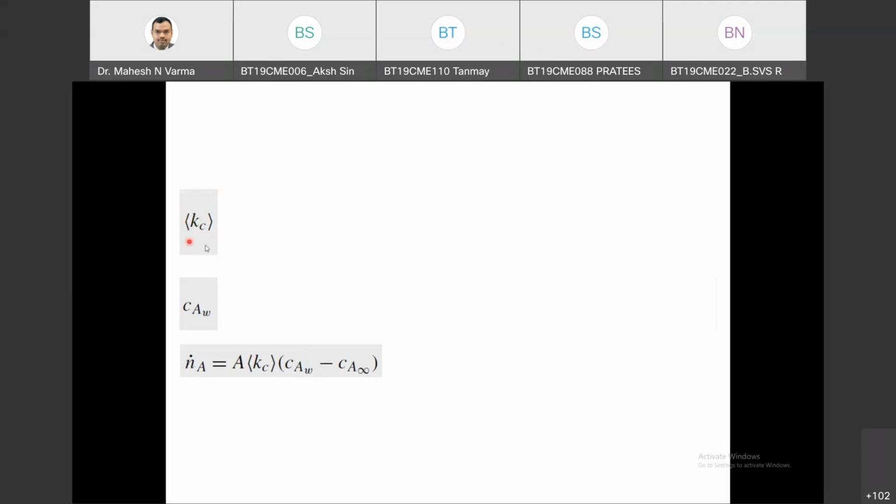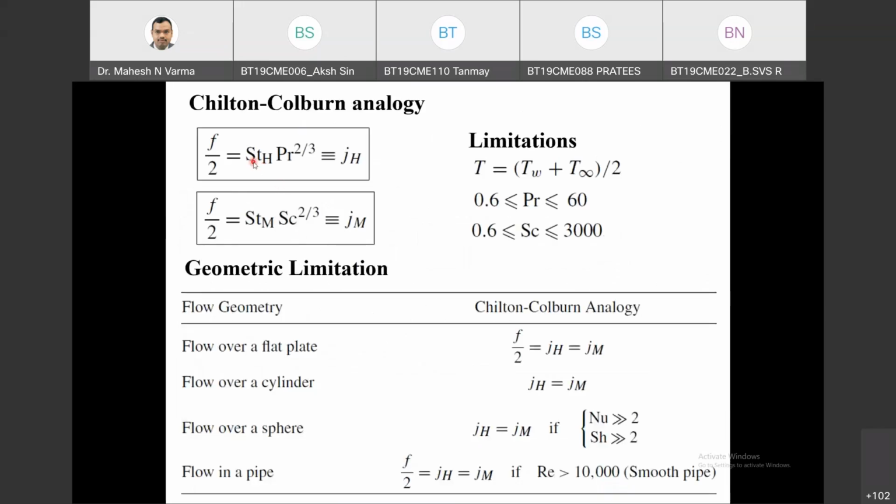How to get this mass transfer coefficient? Using the Chilton-Colburn analogy. So Stanton number into Prandtl number. You can see this is the Chilton-Colburn analogy: Stanton number for heat transfer into Prandtl number raised to 2/3 is equal to Stanton number for mass transfer into Schmidt number raised to 2/3. Prandtl number is given. Now, the Stanton number for mass transfer.